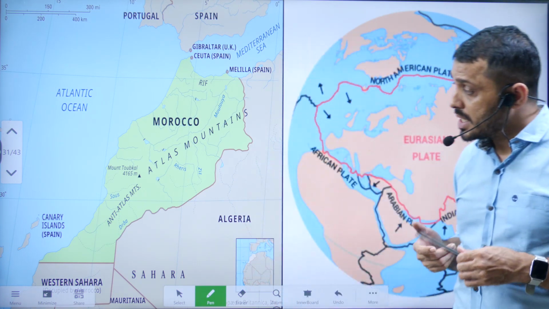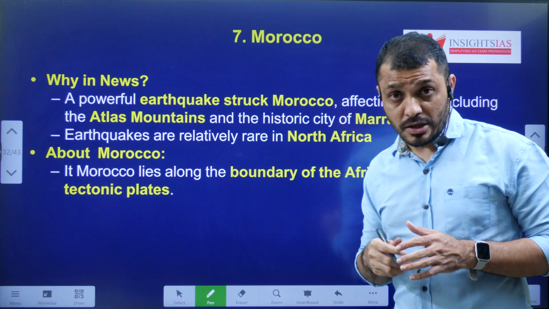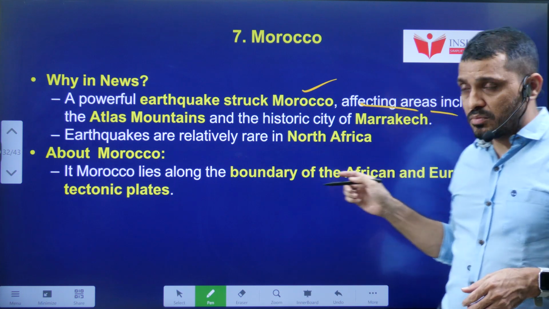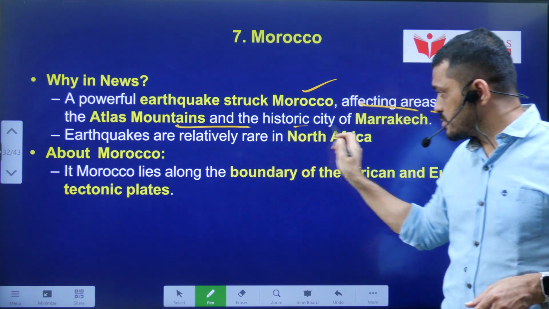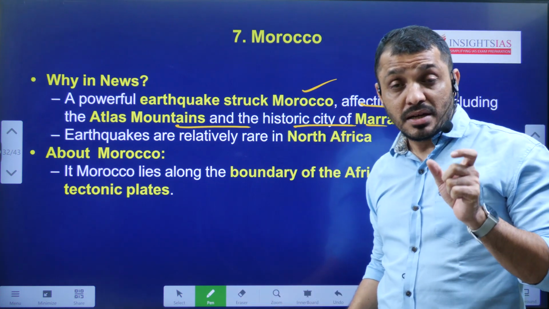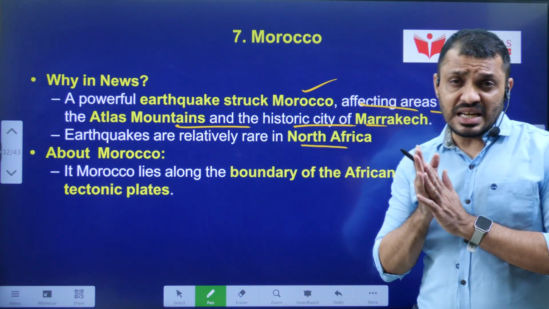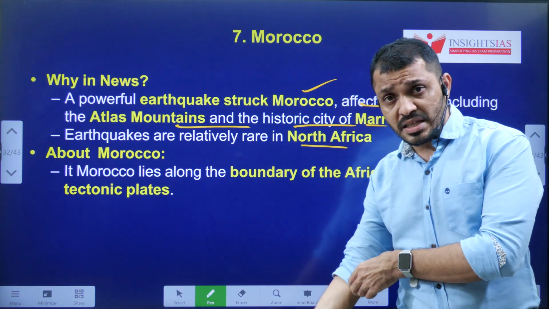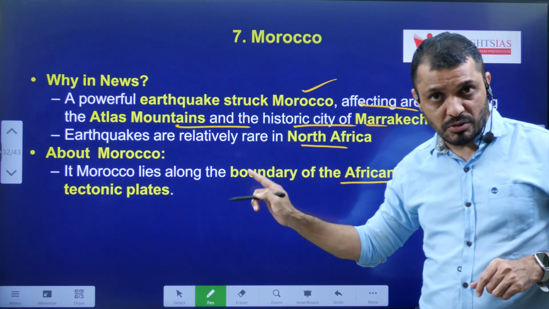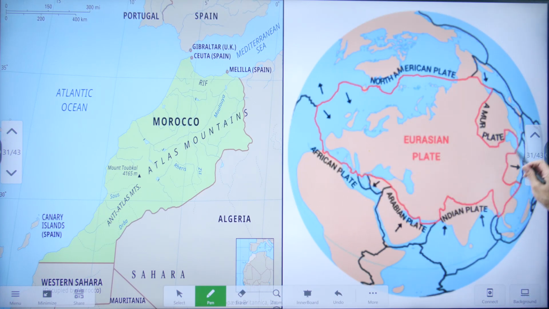Okay, now let's see some of the information related to this particular earthquake in Morocco, and the earthquake physiography also we will see. A powerful earthquake struck Morocco. Morocco includes popular mountains known as Atlas Mountains. This Atlas Mountains area was affected by this earthquake, as well as Morocco's city Marrakesh was also affected. Earthquakes are very rare in North Africa, and Morocco is present along the boundary of the African as well as the Eurasian tectonic plate. In this map we can see the African plate as well as the Eurasian plate.